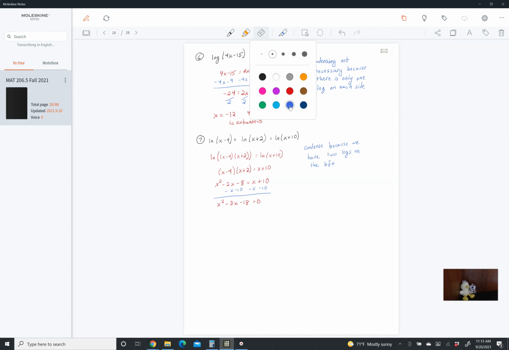Doesn't matter. So we have negative 6 plus 3 will give us negative 3, and negative 6 times 3 gives us the negative 18. So that means that our factors are x minus 6 and x plus 3. x minus 6 equals 0. x plus 3 equals 0. So our two answers are x equals 6 and x equals negative 3. So we need to check whether or not they're extraneous.